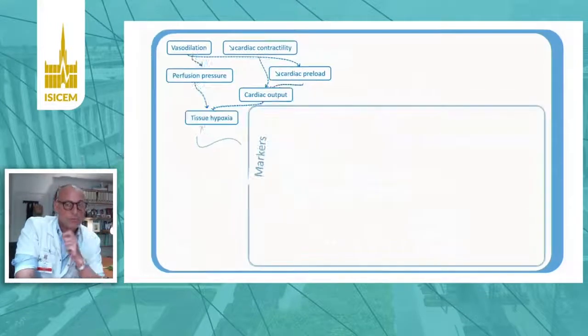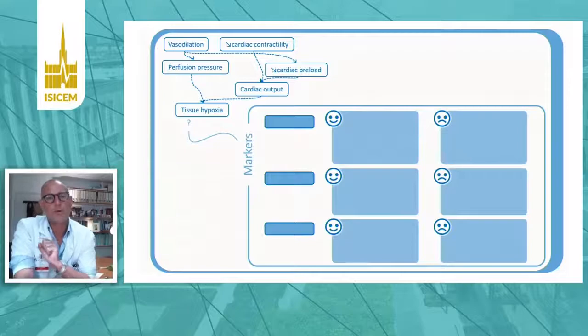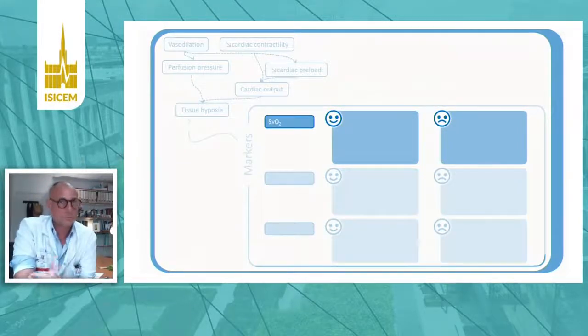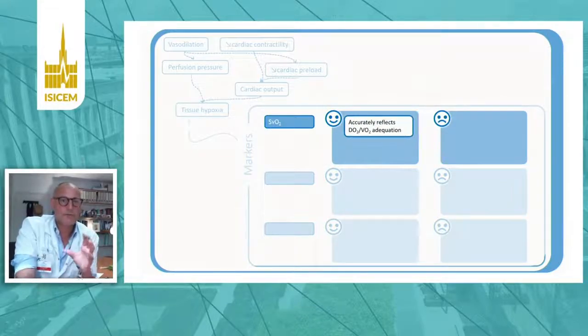And so, which markers should we use? What are the advantages and drawbacks of each of them? Of course, you know, the most popular one is SVO2, the central venous or mixed venous oxygen saturation. And that's the first message. It is the best indicator of the adequacy between oxygen consumption, VO2, and oxygen delivery, DO2.